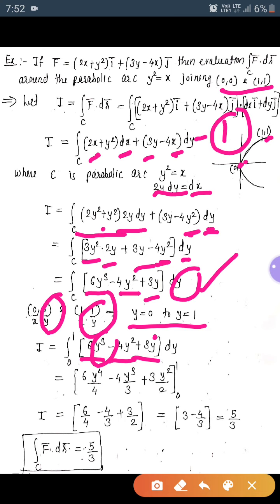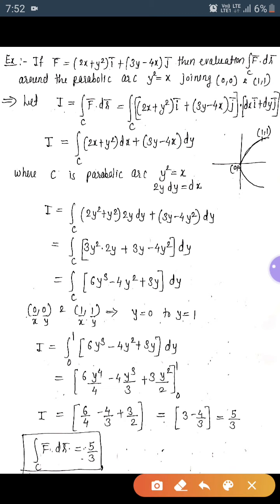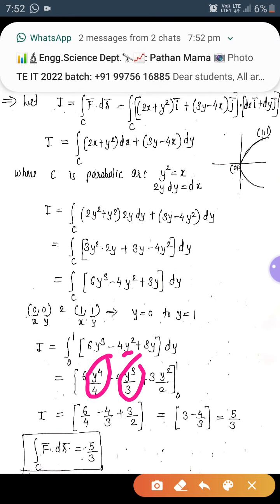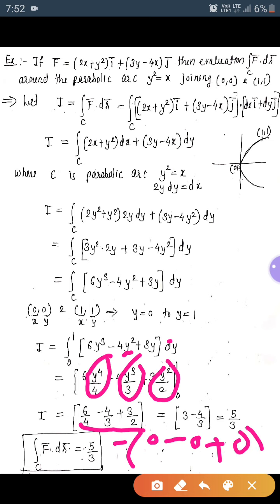Now what is the integration of y cubed? It is equal to y to the power 4 by 4. The integration of y squared is y cubed by 3. And the integration of y is y squared by 2. Now the limits are from 0 to 1. So if we substitute 1, we get 6 by 4 minus 4 by 3 plus 3 by 2, minus the lower limit, where we get 0 minus 0 plus 0. So it is 0. If we simplify this, it is 3 minus 4 by 3 plus 3 by 2.